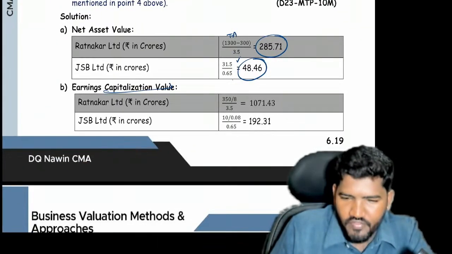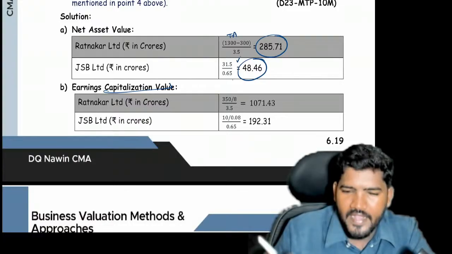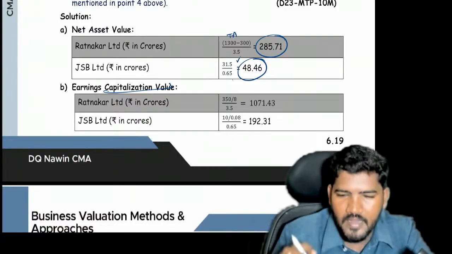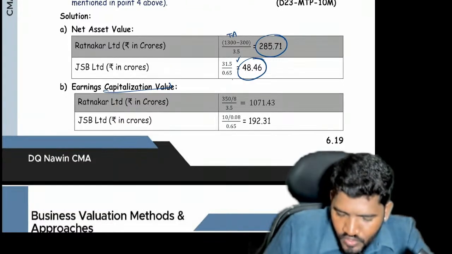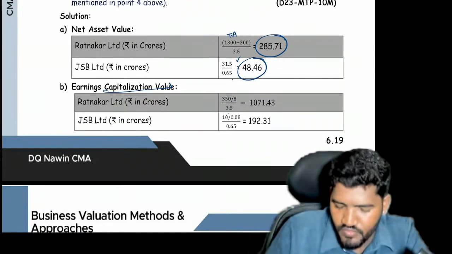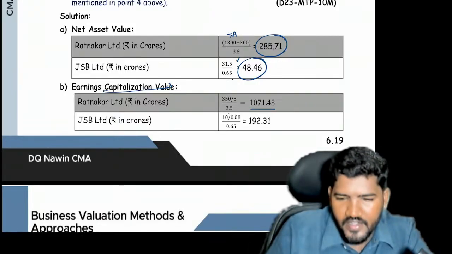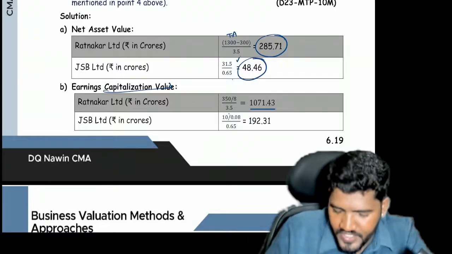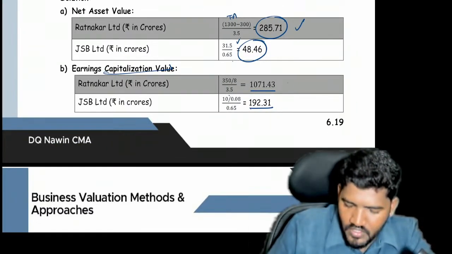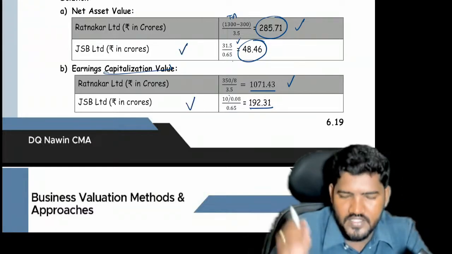Earning capitalization point of view: first you have to get a value with the help of R. Earnings divided by R, you will get a value. Again divided by the number of shares, you will get earnings per share. So 850 divided by 8%, you will get a value, divided by 3.5 shares, you will get a value per share. So 10 divided by 8%, divided by the number of shares, you will get a value per share. Now Ratnakar has two values, and JSB also has two values. I don't want two values, I want a single value.